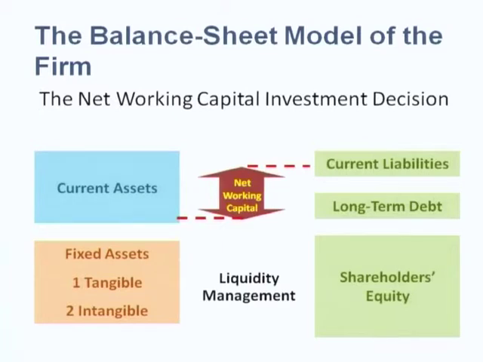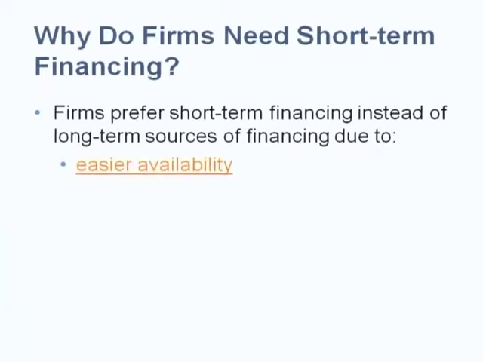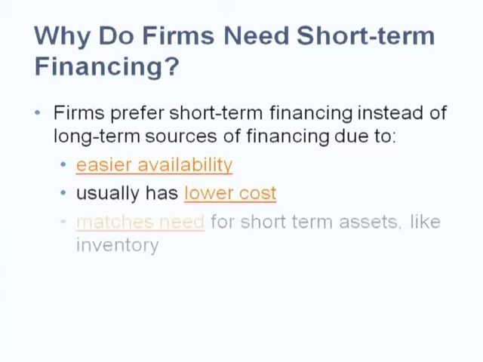What is a current liability? It's a liability where you need to return the principal and interest within 1 year, right? So the firm uses short-term financing rather than long-term because of the advantages. Number one, it's easier to get. Number two, lower cost compared to long-term. And number three, it matches the needs for short-term assets like inventory, rather than using long-term financing to finance inventory.